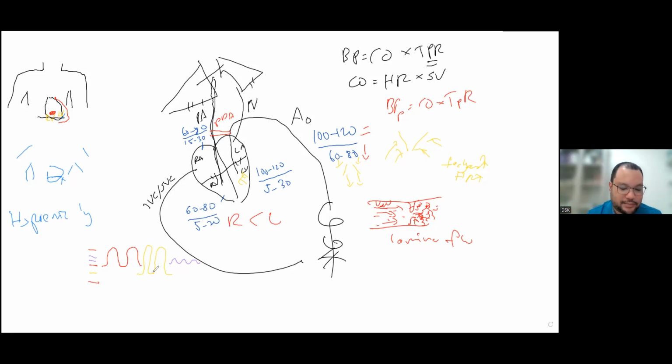Wait, sorry, let me check. Wide pulse pressure, you get bounding pulse. Narrow pulse pressure, you get steady pulse. Okay, is it clear why you get wide pulse pressure, why you get bounding pulse? So in PDA, among the signs is bounding pulse.